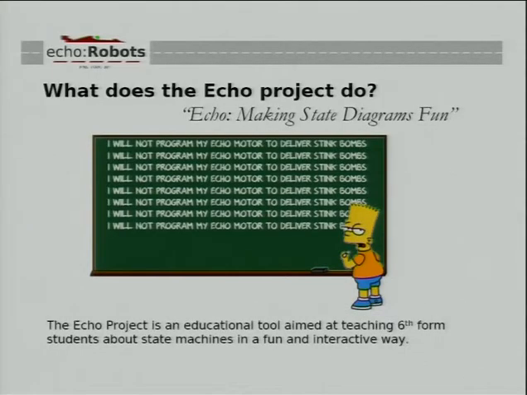So, what does our project do? The aim of our project was to educate sixth form students about state machine diagrams. Our project uses state machines in order to control all the outputs on the DE2 board. That includes motors on the robot, as well as all the hex displays and the LCDs. Inputs such as time and switches can be used to switch between the transitions.